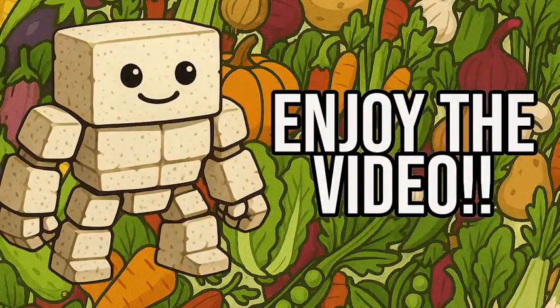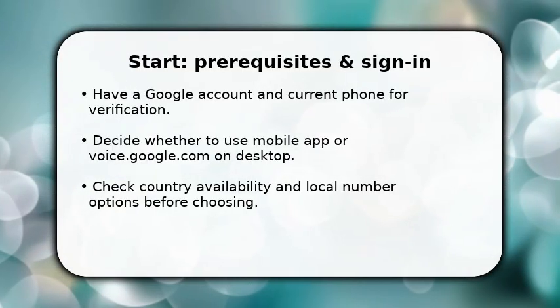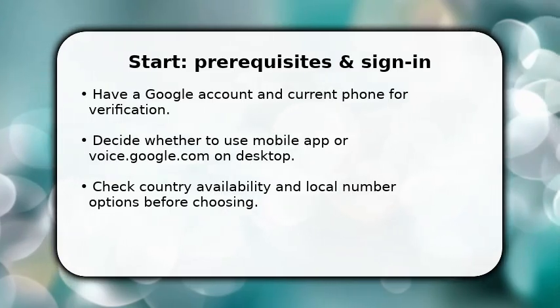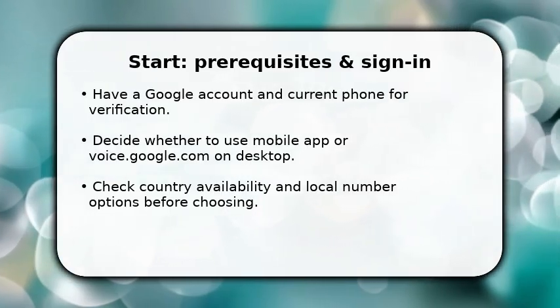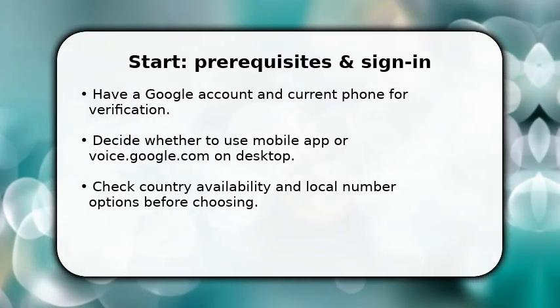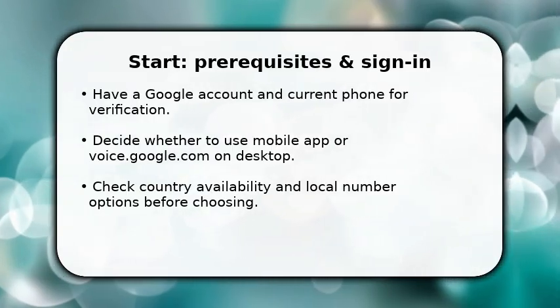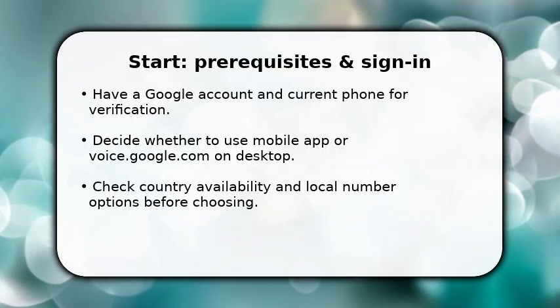Please enjoy the video. You begin by confirming essentials: a Google account and a working phone to receive verification codes. Sign in at voice.google.com or open the Google Voice app. Choose which device you'll tie to the number.